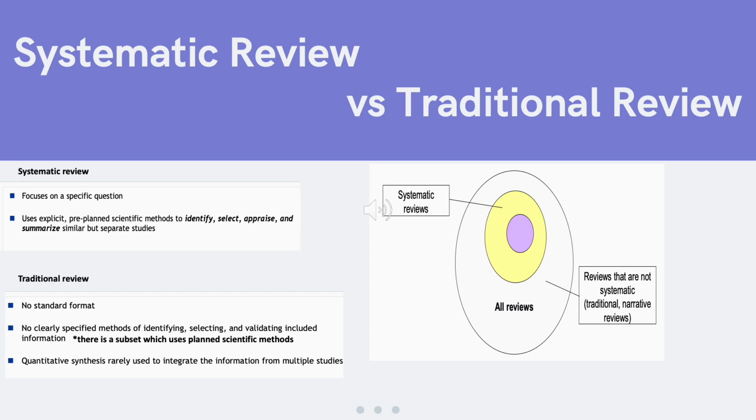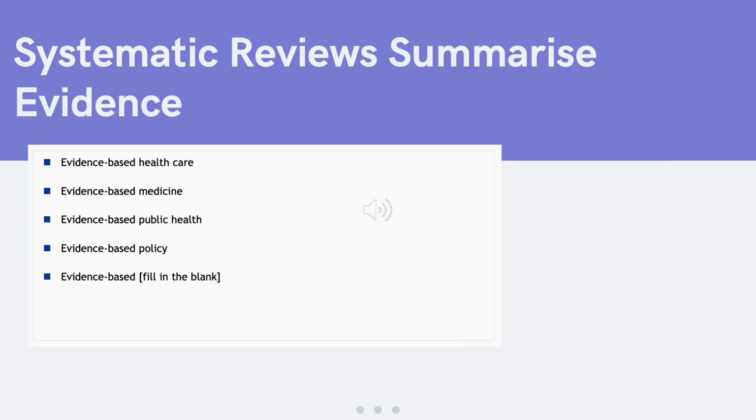A systematic review uses explicit, pre-planned scientific methods to identify all evidence on the topic, selecting them, appraising the quality of these evidence, and summarizing them. Again, systematic review is just a way of how we summarize evidence, and it is a transparent, reproducible way of summarizing evidence. And the methods could be applied to any field.